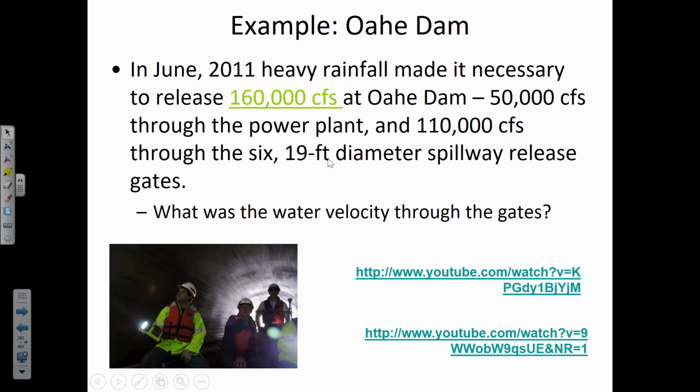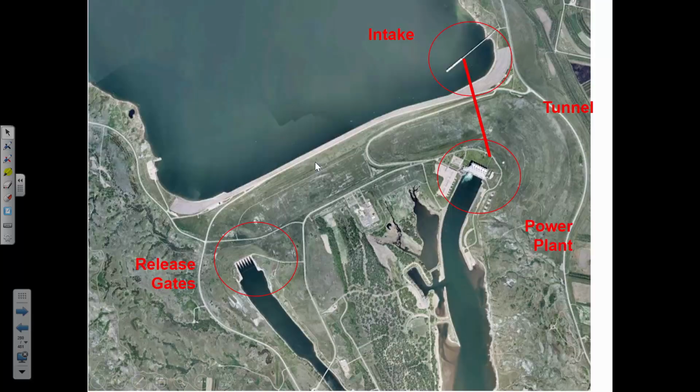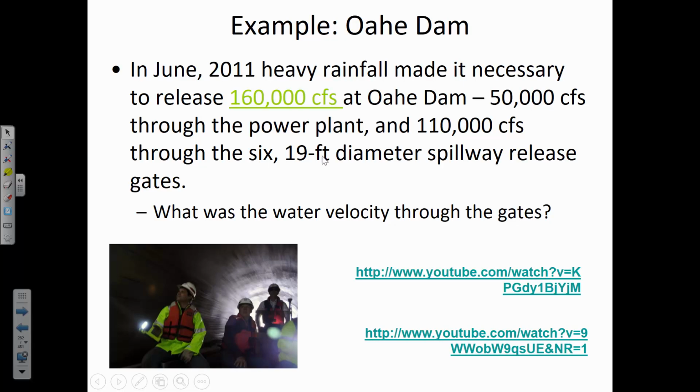But in this case, if you had 110,000 CFS just flowing over the top of that reservoir, and if we look at it, it's soil. You know, there's a soil surface there that would be eroded. And so these release gates are huge, 19-foot diameter, and there are 6 of them. So just to get a feel for these magnitudes, let's calculate what's the water velocity through the gates.